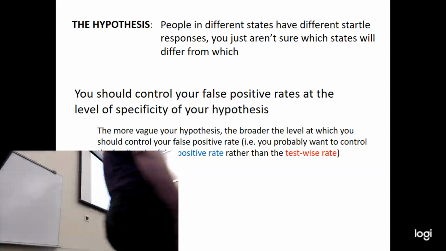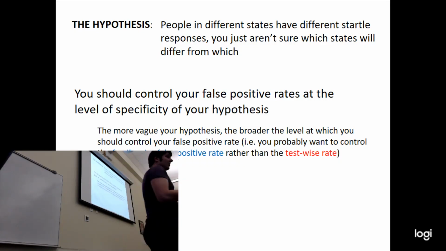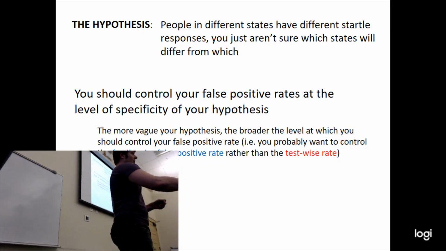In contrast, part of the benefit of having a very specific hypothesis, when you're able to do that, is that you don't have to worry about this family of tests. You can just think about that specific test. So that can be really nice when it's possible to make a prediction that's specific.